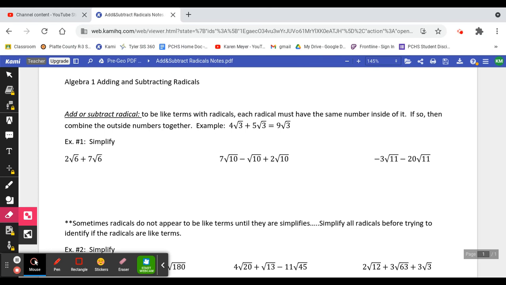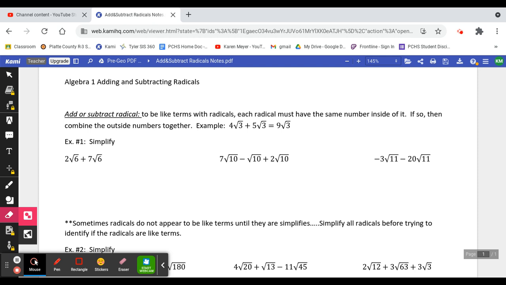Right. For this lesson, we're going to be talking about how to add and subtract radicals. Now remember, radicals means roots. And what kind of roots are we focusing on? Square roots.